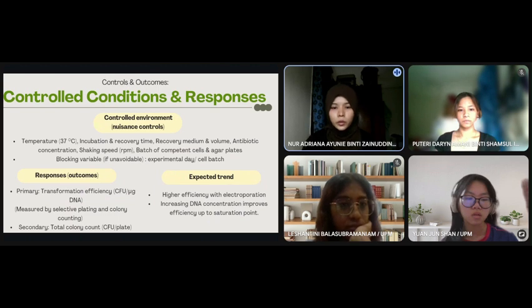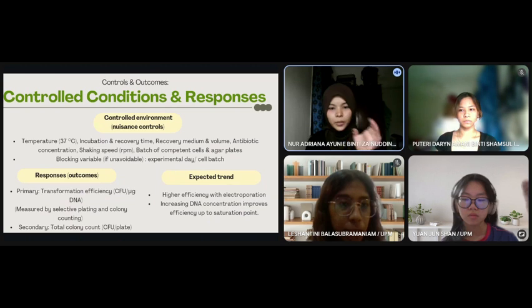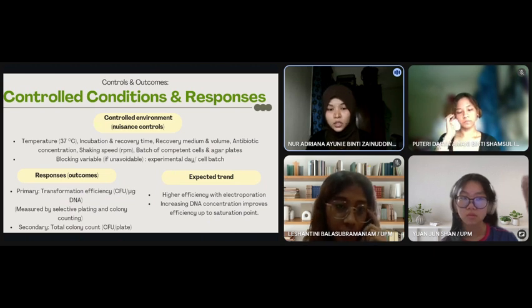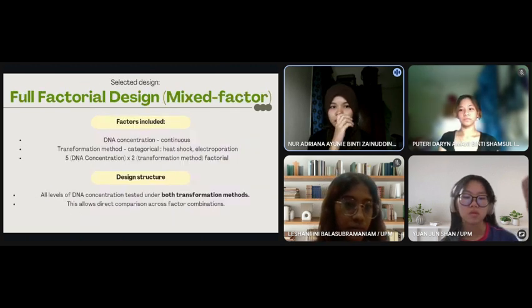The main response measured was transformation efficiency expressed as CFU per microgram of DNA, which was determined using selective plating and also colony counting, with total colony count per plate recorded as a secondary outcome. Based on our expectation, electroporation should result in higher transformation efficiency, and increasing DNA concentration is expected to improve efficiency up to a saturation point. So next.